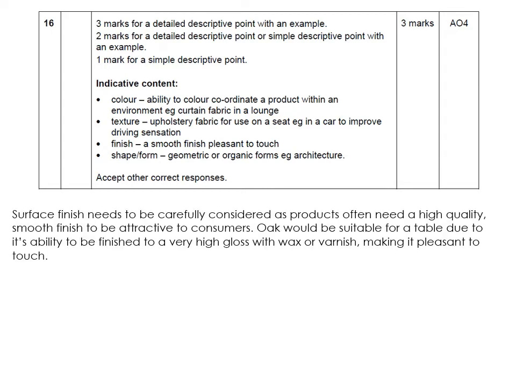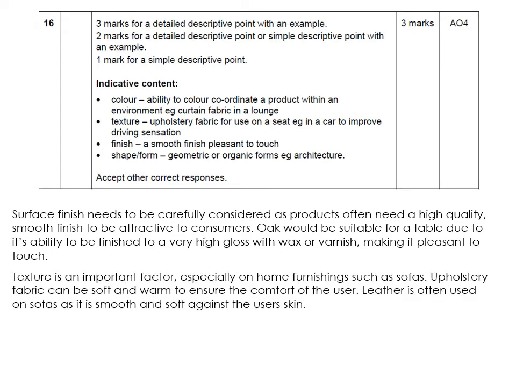This one could potentially be a good answer, and this one would get 3 marks. The surface finish needs to be carefully considered as products often need a high quality smooth finish to be attractive to consumers. Oak would be suitable for a table due to its ability to be finished to a very high gloss with wax or varnish, making it pleasant to touch. So there you can see I focused on surface finish.